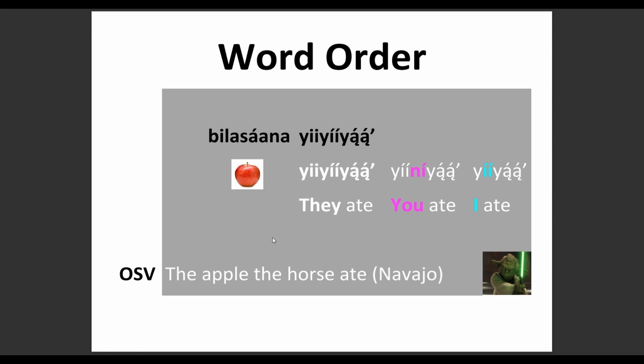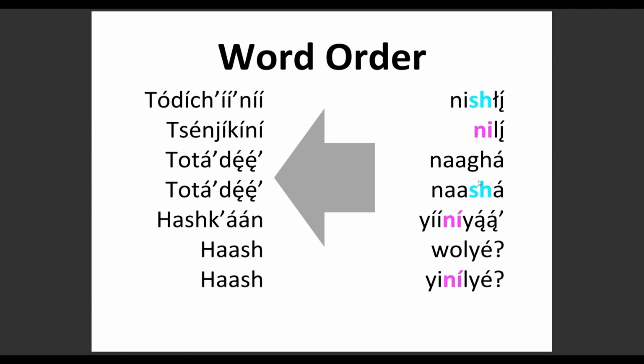You can use the OSV form, and if the speaker has already mentioned the horse, all you would have to say is bilasáana yiyííłchííʼ, implying that the horse ate it. So in this case, the apple the horse ate, and this is very much like how Yoda speaks. The most common word order in the Navajo language is object and then your verb.